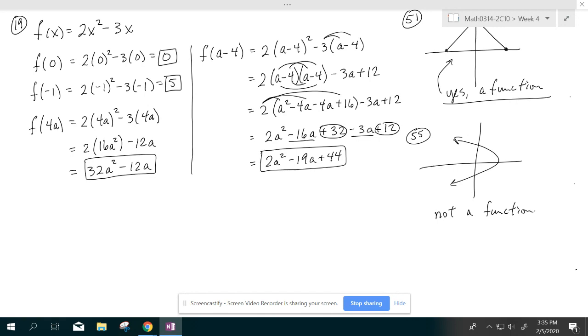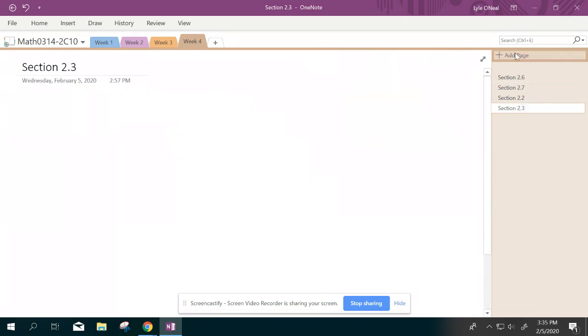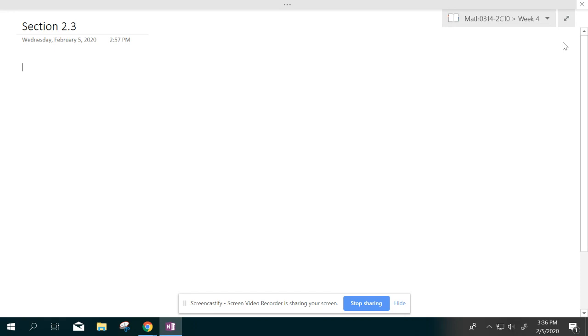Now, let's move on to the next section. 2.3. And that's going to take us to page 99. Section 2.3. And this section is specifically on domain and range. And I covered that already, what that means.